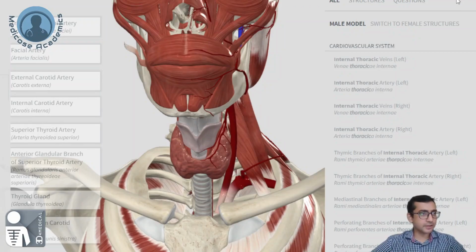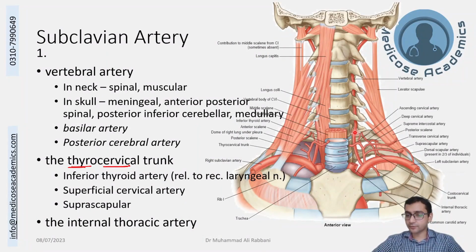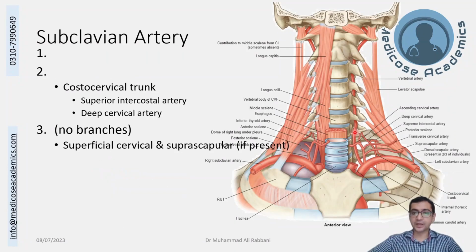Let me do the other parts of the subclavian artery also. Then we will do them in block. So for the subclavian artery, I talked about the first part. The first part had three branches: internal thoracic, vertebral, and the thyrocervical trunk. It has further three branches: inferior thyroid artery, superficial cervical artery, and suprascapular artery.